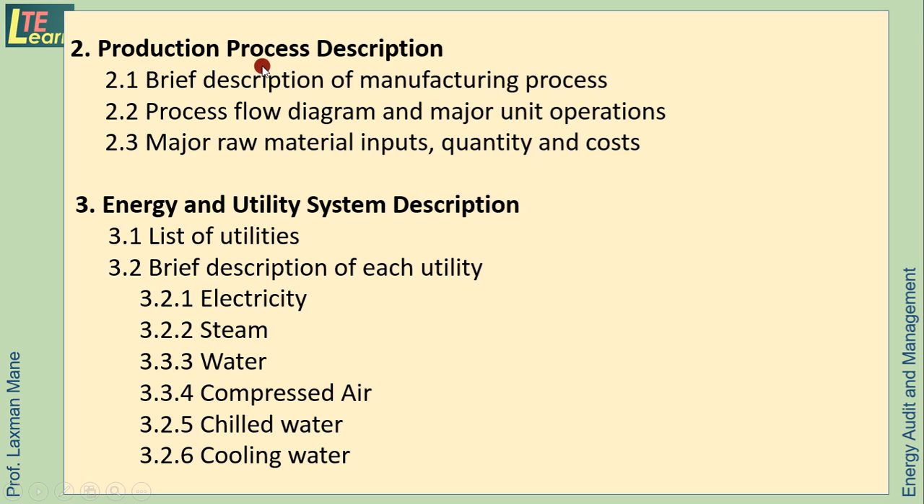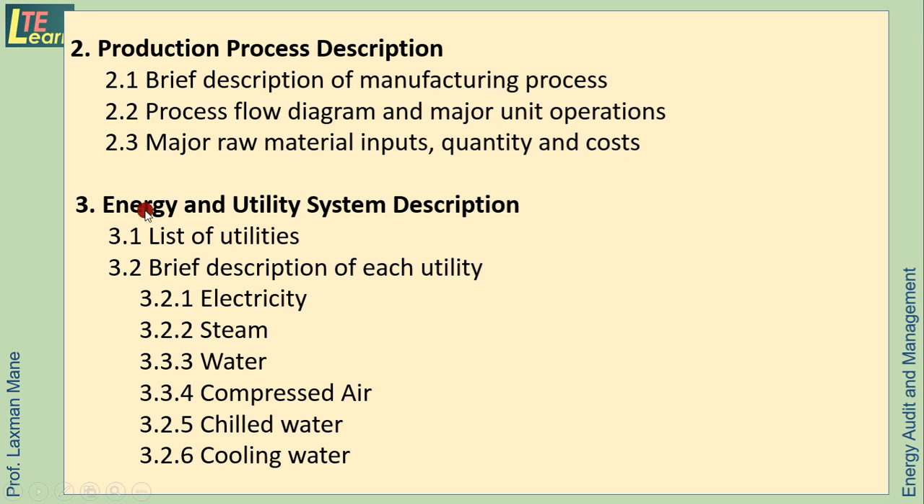Second is a production process description. In that, brief description of manufacturing processes, process flow diagram and major input operations. Major raw material inputs, quantity and costs are mentioned.